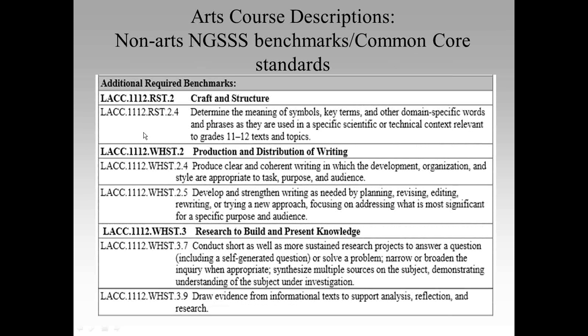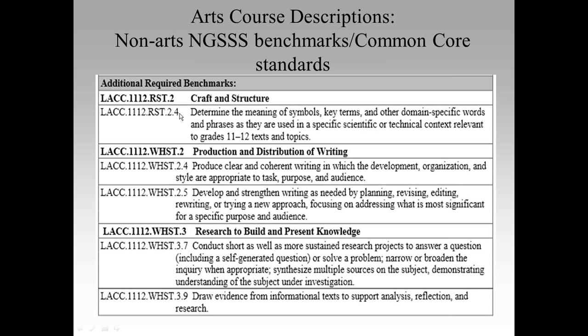And let's look at the fourth component. This is a dance, I think it's a dance history and aesthetics course. And so here are language arts, and here's one of the clusters. It's craft and structure. You have another cluster, production and distribution of writing, and research to build and present knowledge. So three clusters here. Here is the standard, determine the meaning of symbols, and this is within scientific and technical context. So it's an 11-12 reading in science and technology.